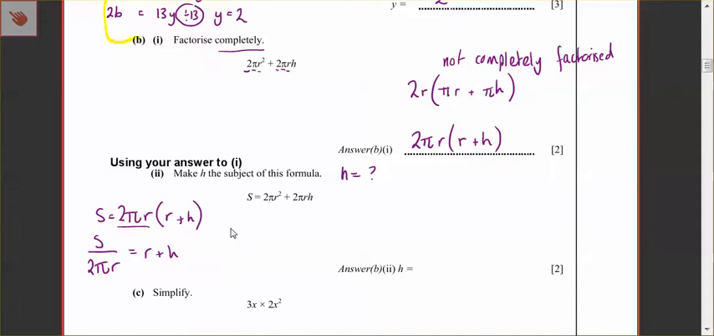Because it's that times this, I could leave it in brackets if I want. Now what do I do? I have to leave h on its own, so I have to minus r, since I've divided by 2 pi r. So I end up with s over 2 pi r minus r equals h. That was one option.